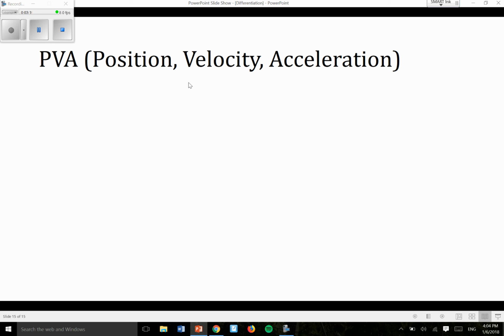The next type of application problem that's going to be on your exam that relates to differentiation is position, velocity, and acceleration. Remember, velocity is rate of change of position, and acceleration is rate of change of velocity. So velocity is the derivative of position, acceleration is the derivative of velocity.